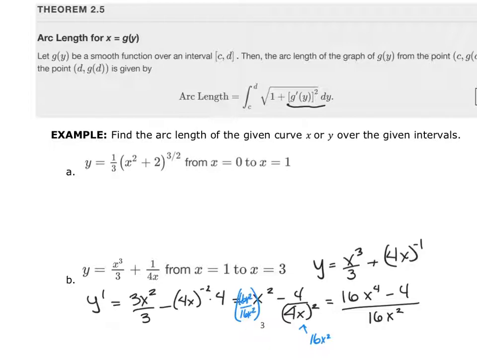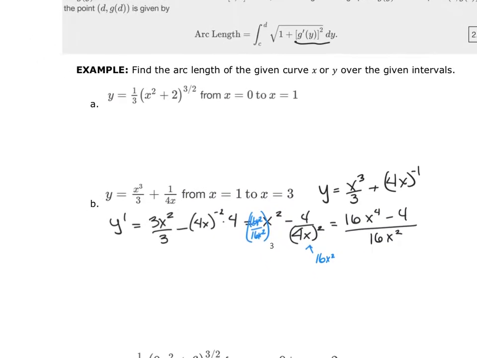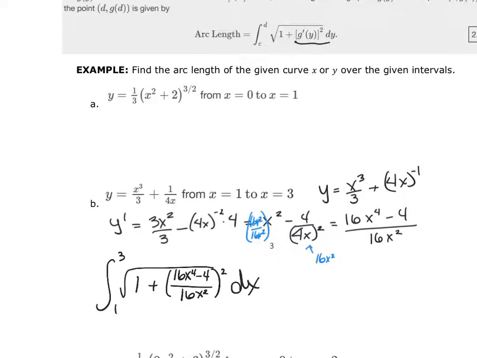Okay? So then what I'm asked to do is find the arc length, and so I'm going to integrate this from 1 to 3, and it is the square root of 1 plus this derivative, which is 16x to the 4th minus 4 divided by 16x squared, and that should be squared dx.